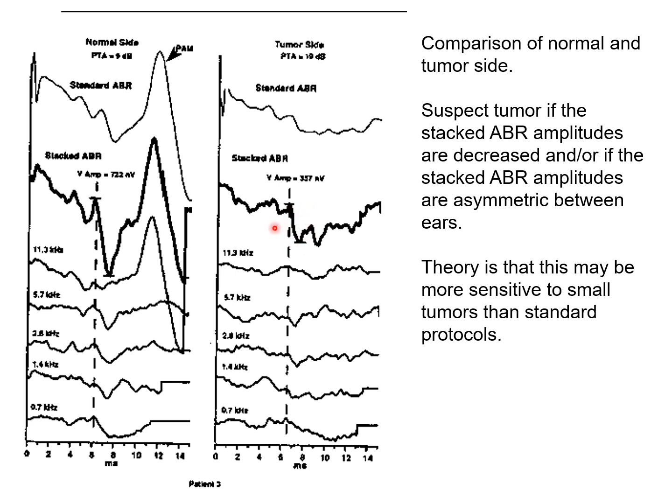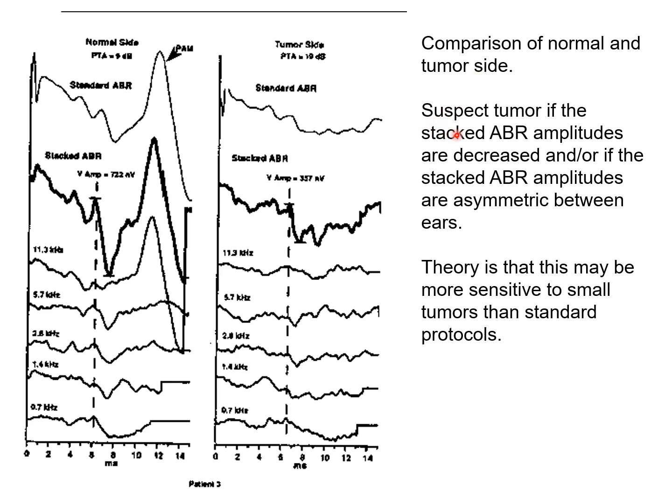As you can see, the amplitude is reduced from 722 nanovolts on the left-hand side to 357 nanovolts on the right-hand side. The reduction is dramatic, nearly cut in half. The amplitude was really cut in half. So this is a comparison of using the standard ABRs or stacked ABRs on normal versus tumor side recordings.